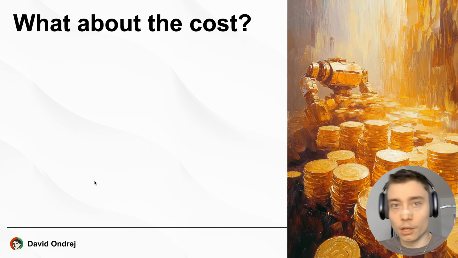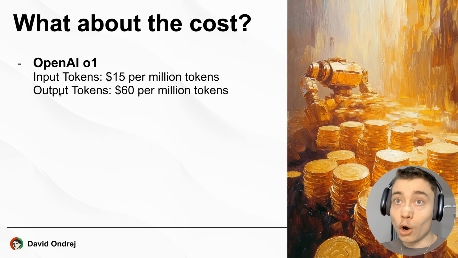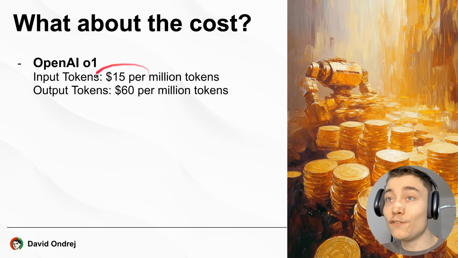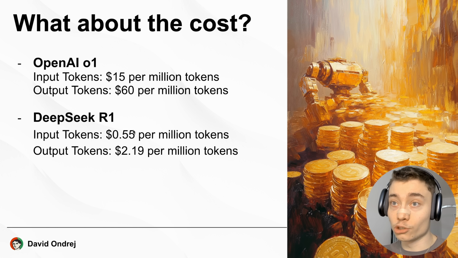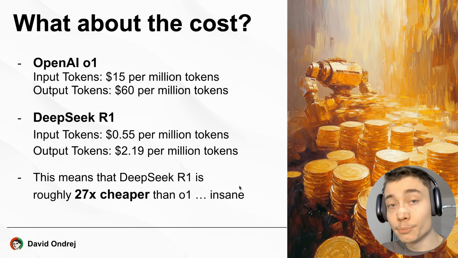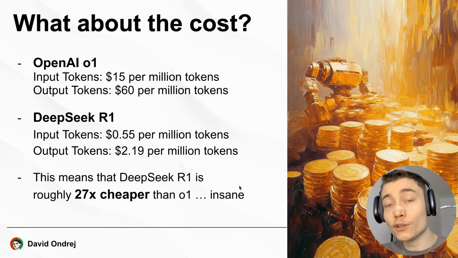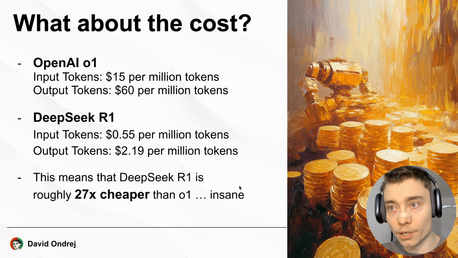Now what about the cost? Well, let's compare it to OpenAI O1. For O1, input tokens cost $15 per 1 million. For output, it costs $60 per million tokens. So O1 is a very expensive model. DeepSeek R1, on the other hand, costs 55 cents per million input tokens. And when it comes to output, it's $2.2 per million tokens. This means that DeepSeek R1 is roughly 27 times cheaper than O1 at the same level of performance.